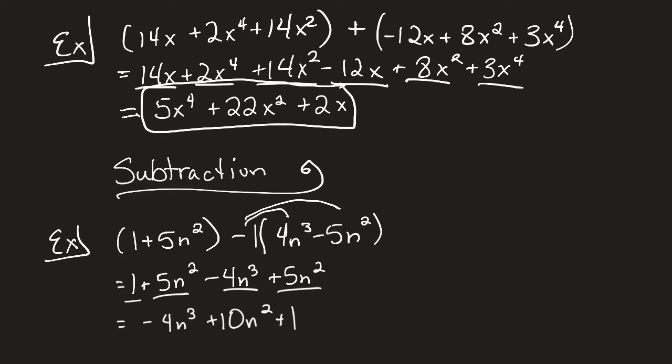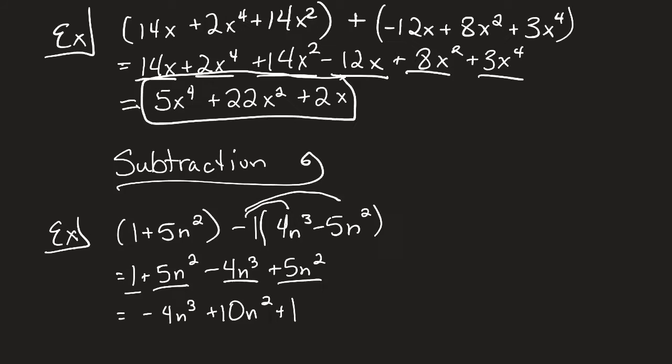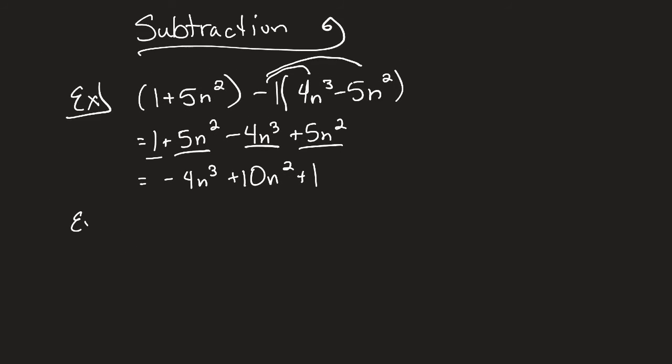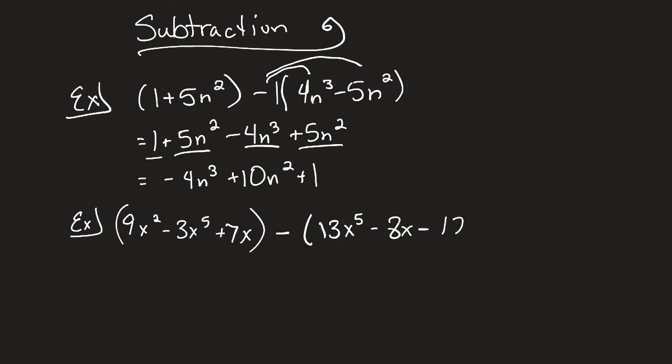So let's do another one. So let's say we have 9x squared minus 3x to the fifth plus 7x as a polynomial minus the polynomial 13x to the fifth minus 8x minus 12x squared. So again, our first polynomial is just left as is.